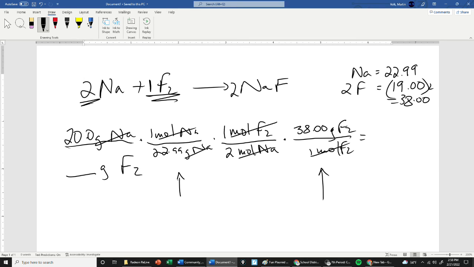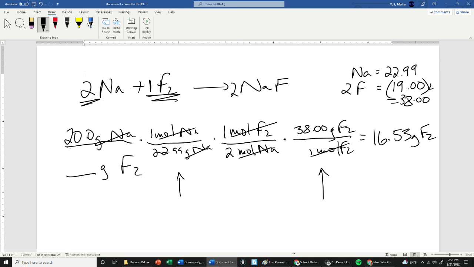Okay, I'm going to plug this in my calculator. The way I'm going to plug it in is 20 divided by 22.99 divided by 2 times 38. The reason I divided by 22.99 and I divided by 2 is because those are on the bottom. I get here 16.53 grams of fluorine. Okay, so that's our answer.